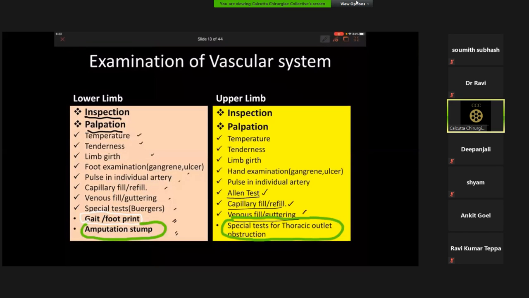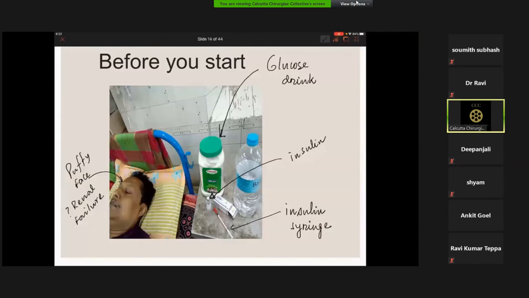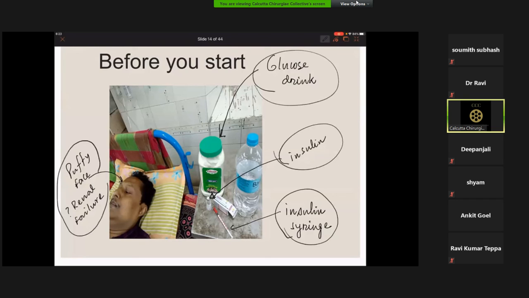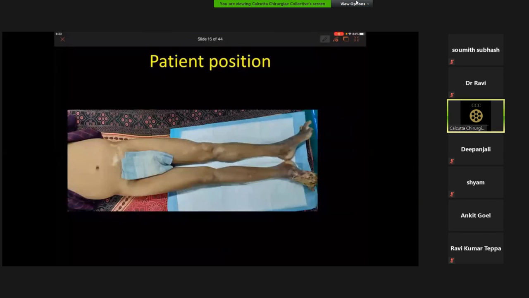Before you start the examination, like this gentleman, he had a puffy face due to renal failure. The patient was a diabetic, as you can see in the picture. You can see the insulin syringe, the insulin, and the glucose drink to prevent hypoglycemia, and the patient has a puffy face. Always remember that the exposure should cover the genitalia. This is a bird's eye view of how I like the exposure from the abdomen.